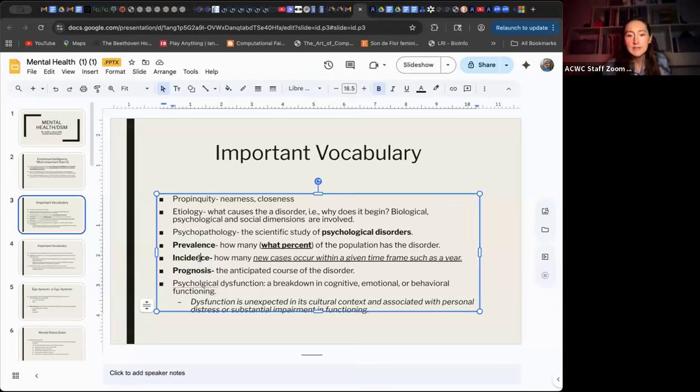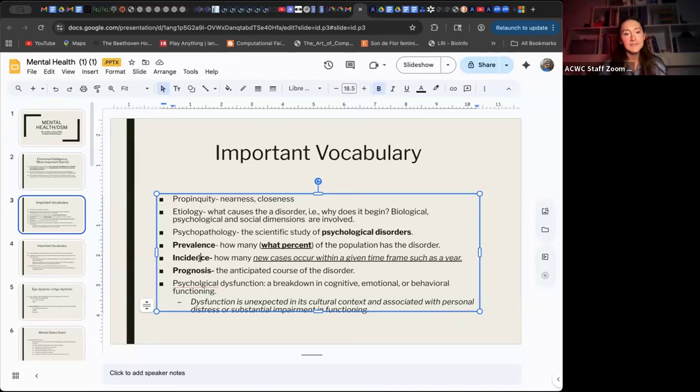The incidence, on the other hand, is how many new cases occur within a given time frame, such as a year or a month or however long. So what's the incidence rate of depression at this college? Let's say we were doing a study at a university. We could first ask what percent of freshmen entering this university are depressed? That would be the prevalence. The incidence, on the other hand, would be how many new cases of depression started in freshmen within that first year of college.